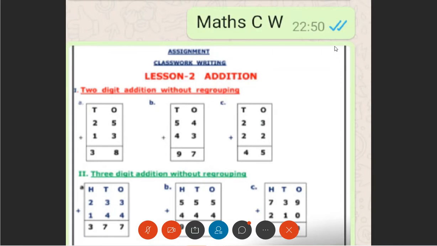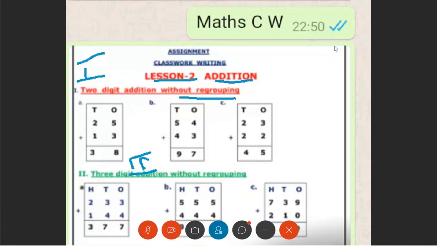Already I have given the instruction. You have to write in the boxes and you have to write neatly in the classwork with pencil and use a scale, ruler. Okay, children. So first you have to write the lesson 2 addition. And the first Roman is about 2-digit numbers without regrouping. And second Roman you are going to write in a new page, and 3-digit numbers without regrouping. Okay, children, all this we are going to send in your class group. 2-digit numbers, 3 questions, A, B, C, and 3-digit numbers without regrouping.